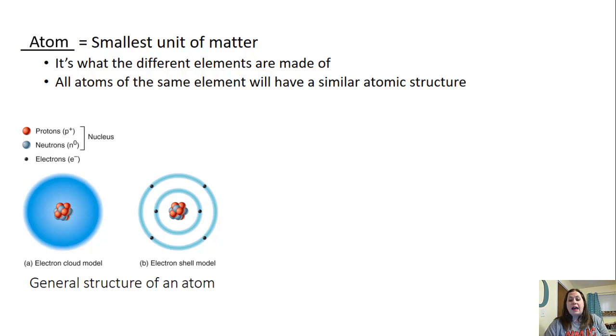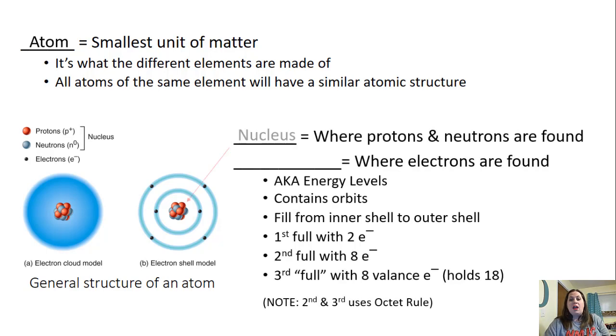Now, atoms have certain parts to them. Okay, they have a nucleus. Don't confuse this with the nucleus of a cell, but this nucleus is where protons and neutrons are found. The electron shell is where electrons are found. These are also known as energy levels.